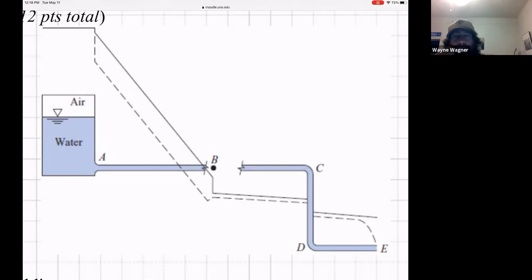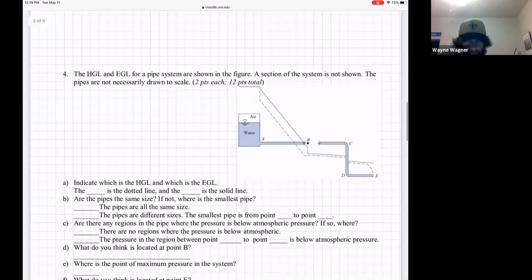Yeah. And the other thing to remember, one of the ways we know it's not a reservoir, is that with a reservoir, the HGL and the EGL are at the same location. So notice we still have a V squared on 2g, because from the dotted line to the solid line still exists. We just don't have any more pressure, because we exited to the atmosphere. So anyway, that's how we think these things through.